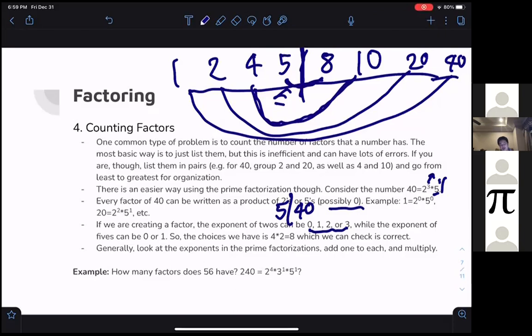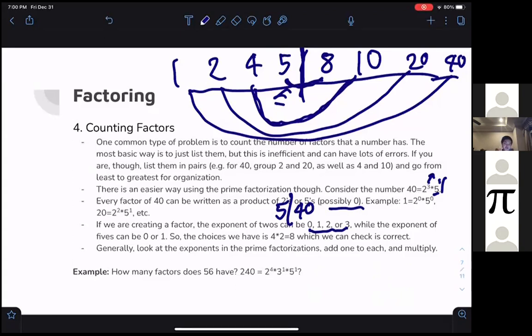In general, we look at the exponents in the prime factorization, add 1 to each and multiply. Make sure you know why, because this is essentially like if the exponent of a prime is n, we want to see how many numbers there are from 0 all the way to n. That's n plus 1. So you multiply all of these n plus 1s for the different primes together. It's really a counting problem, counting things in succession that are independent of each other.